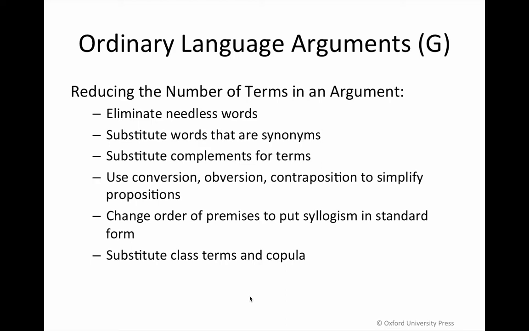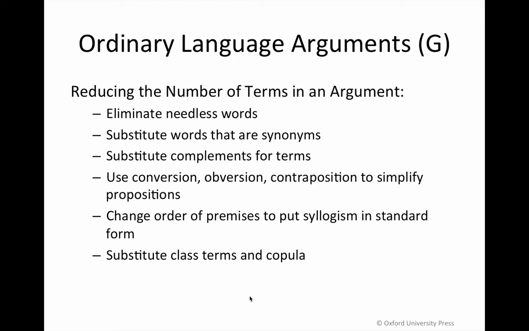In other words, if you have, let's say, the class of dignified things in one of your sentences, and in another sentence you have the class of undignified things, you need to make sure that you reorganize your argument so that your classes are consistent with each other. Otherwise, you'll end up with too many terms. So sometimes you will use your immediate inferences to help you make sure that your terms are consistent. You might use conversion, you might use obversion, or you might use contraposition.